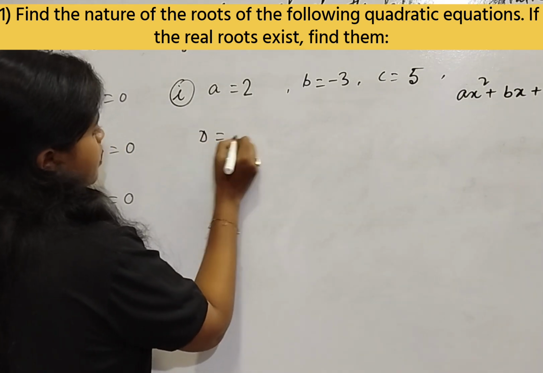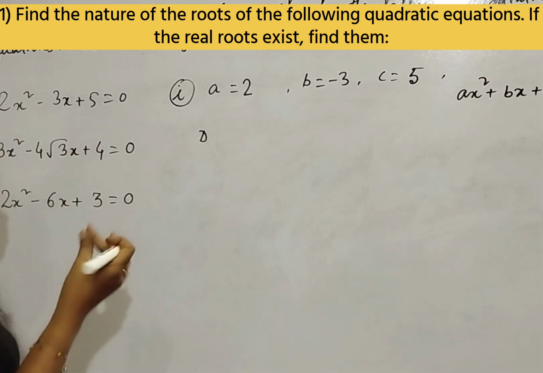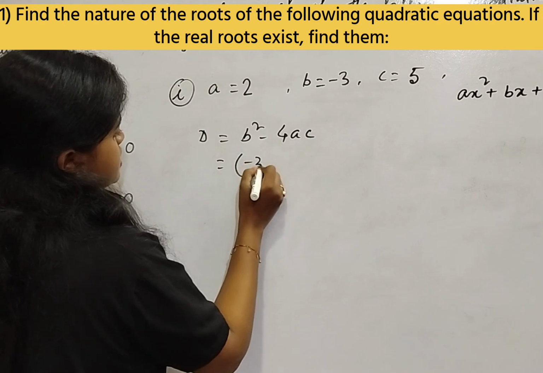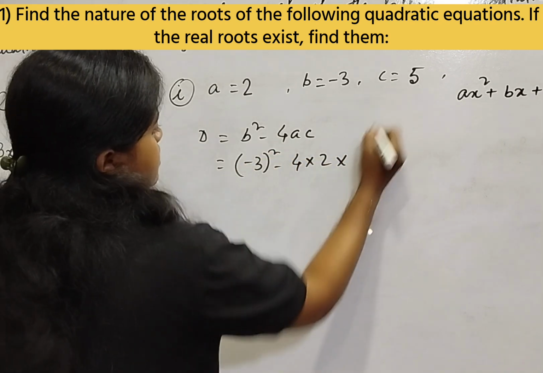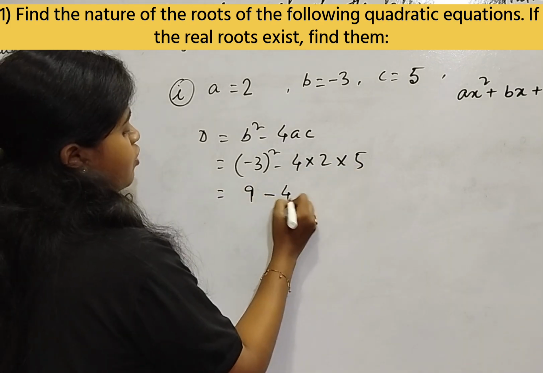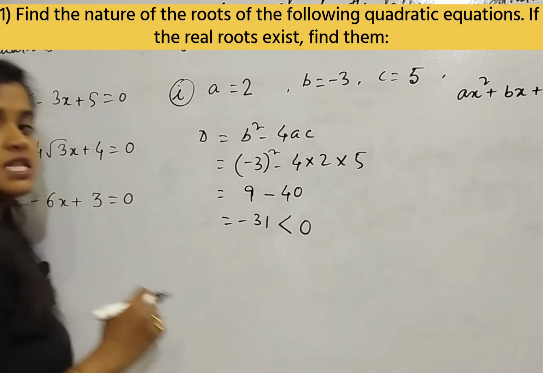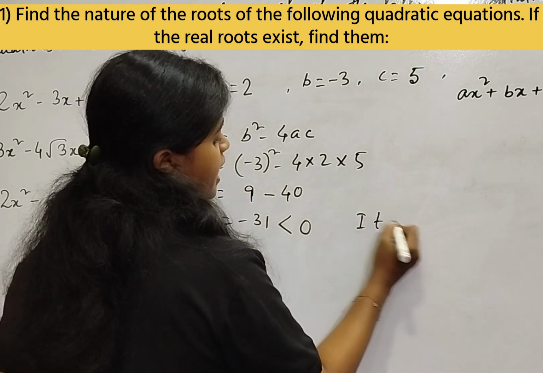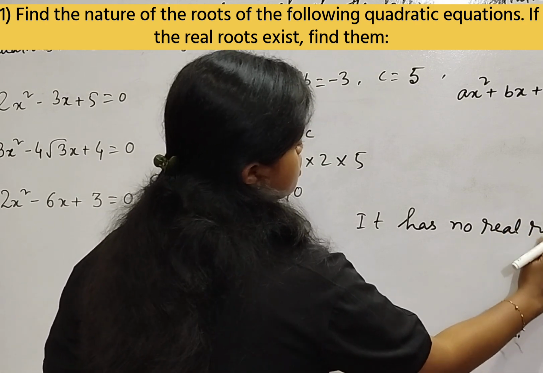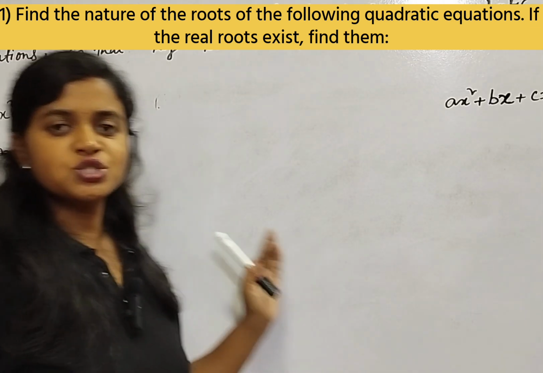Now we have to find the discriminant to find the nature of the roots. So discriminant D equals b square minus 4ac. You have to find whether D is greater than 0, less than 0, or equal to 0. The value of b is minus 3, so minus 3 whole square minus 4 into 2 into 5. Minus 3 whole square means 9. 9 minus 4 into 2 into 5, which is 40. So 9 minus 40 means minus 31, and that is less than 0. This means this quadratic equation has no real roots. So if there is no real root, we don't have to find any roots of this quadratic equation.